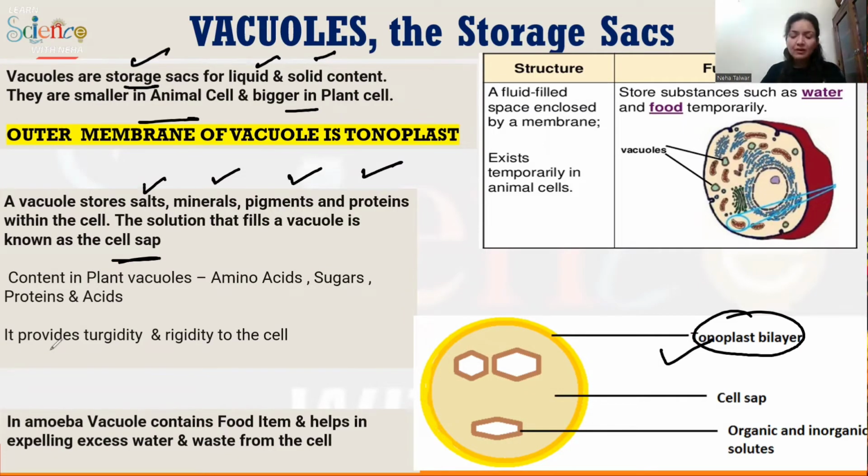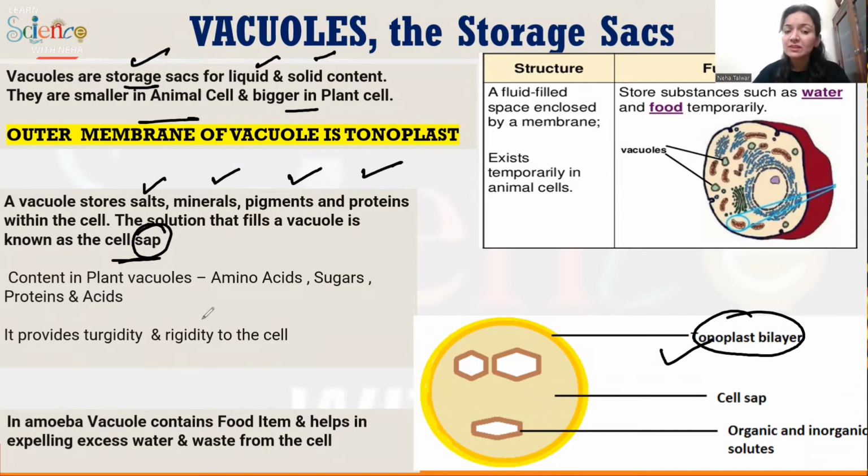You might have heard of the ascent of sap in plant cells. Ascent means movement in the upward direction. Sap means water, minerals, proteins moving from the roots to the higher parts. That is the ascent of sap, and that sap is collected in the vacuoles.